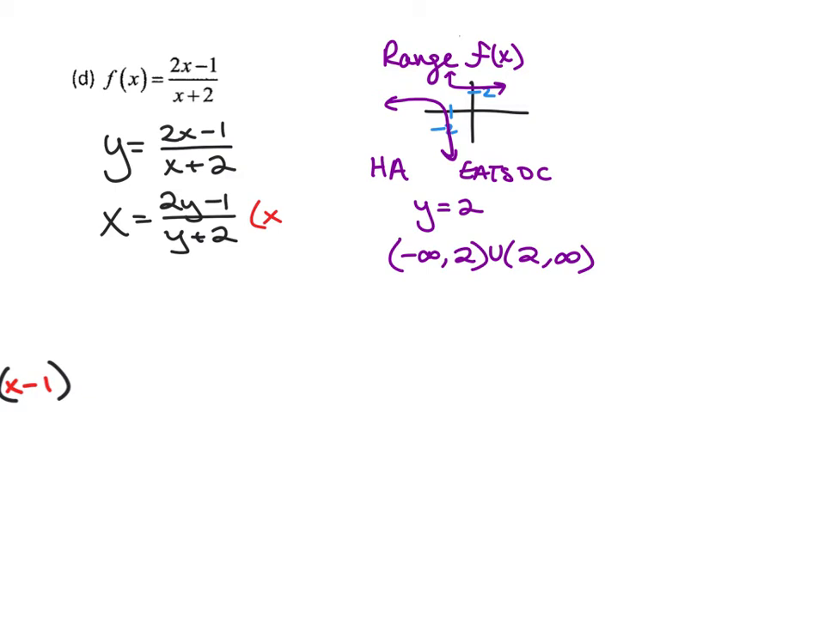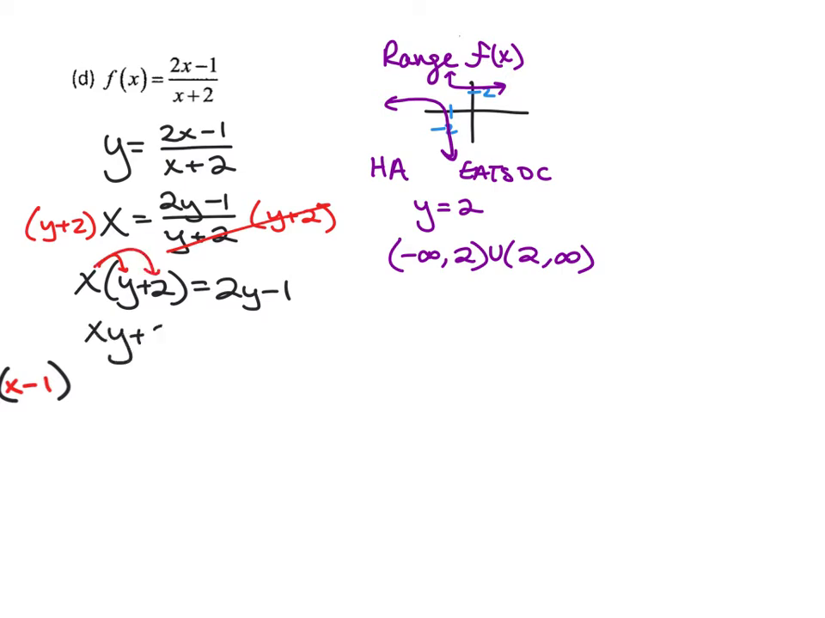I'm going to multiply by that denominator, y plus 2, on both sides, because again, I'm trying to solve for y. That cancels out my denominator, and I have x times y plus 2 equal to 2y minus 1. I'm going to distribute the x, which means I have x times y plus 2 times x equal to 2y minus 1.